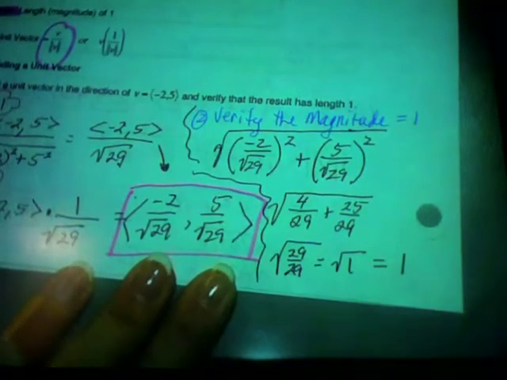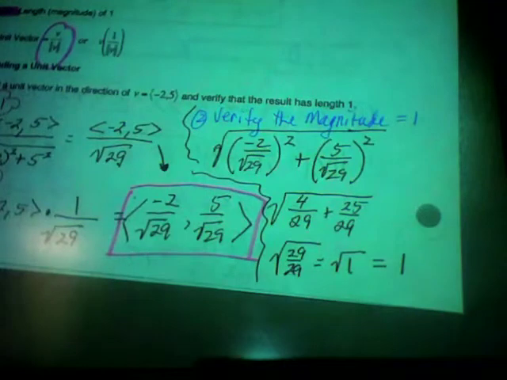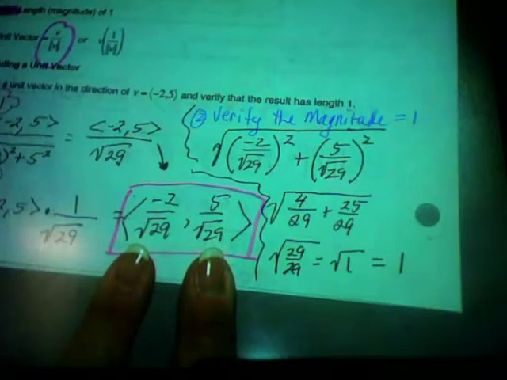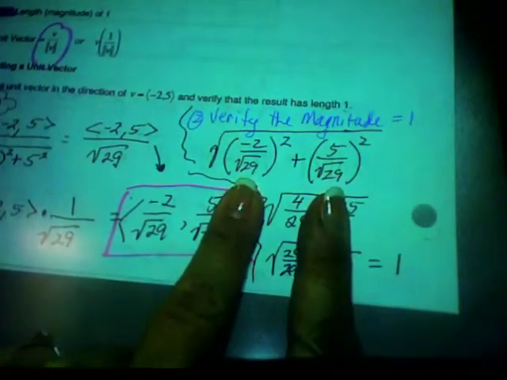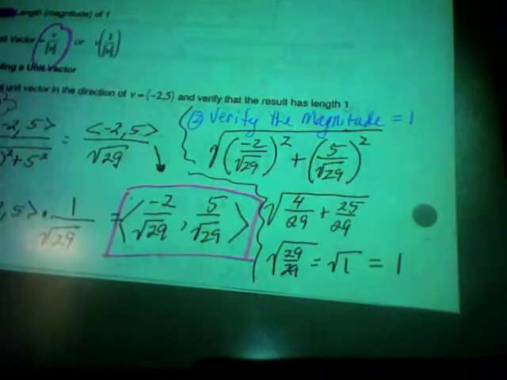1. So if you're asked to verify that the magnitude has a length of 1, all you have to do is take that final component of the unit vector that you just created and square both the x and the y value and put it underneath the radical. And you found that it has a length of 1. And that's the whole point: we want to create a vector that has a length of 1.